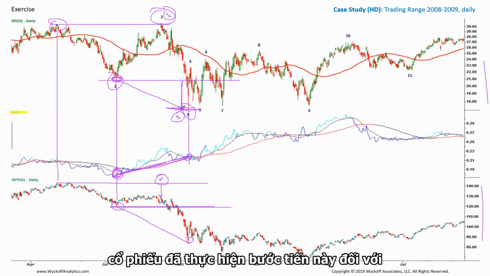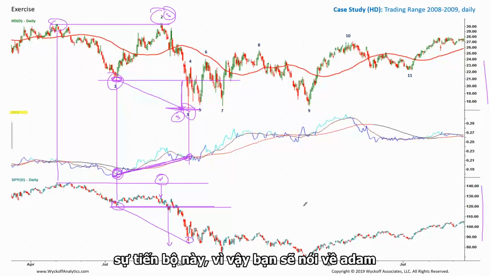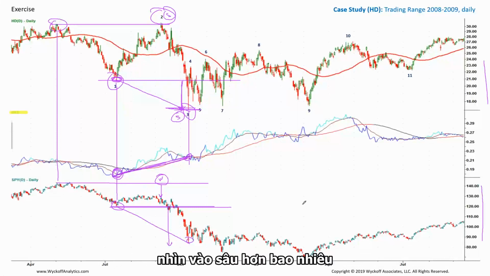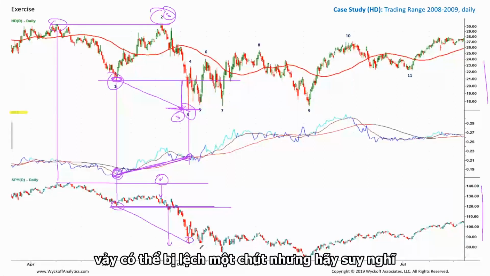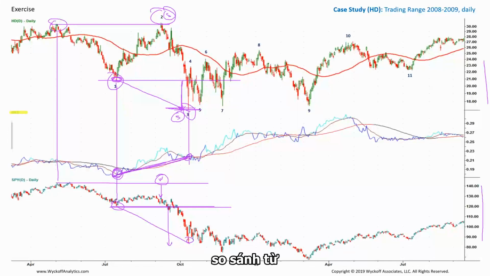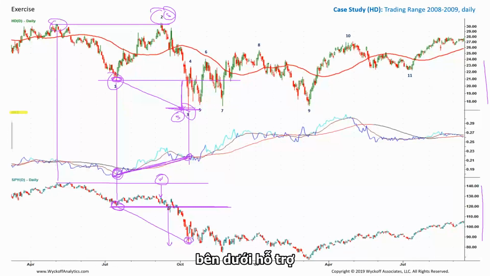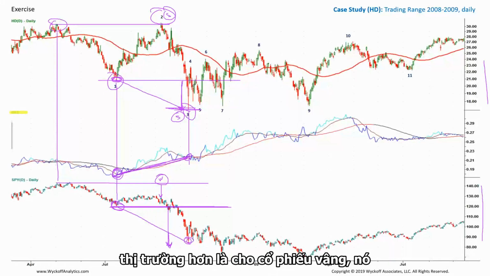So the stock has made this progress to the downside. The market has made this progress. So would you say, Adam, that looking at how much deeper, let's say, the market went down, would that define the weakness for you as well? It would help, but like you said, the scales may be off a little bit. But think about comparative analysis, right? So we are comparing from one low to another. So we're thinking below the support, how much deeper comparatively the price went down, say for the market than for the stock. Yeah, and it was more for SPY than for Home Depot.